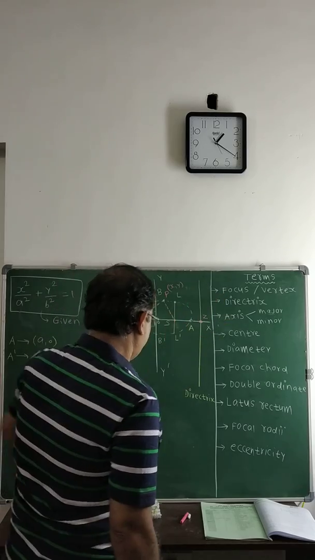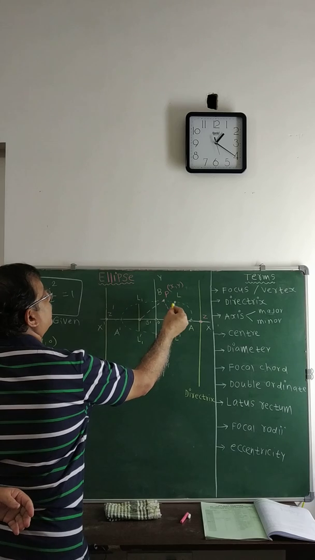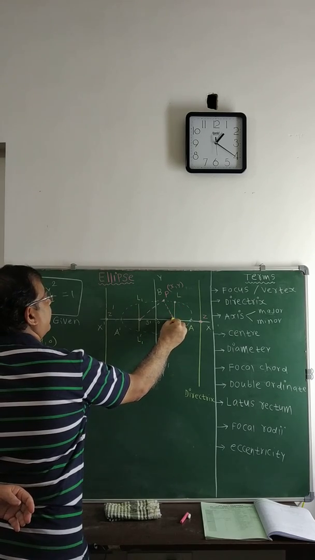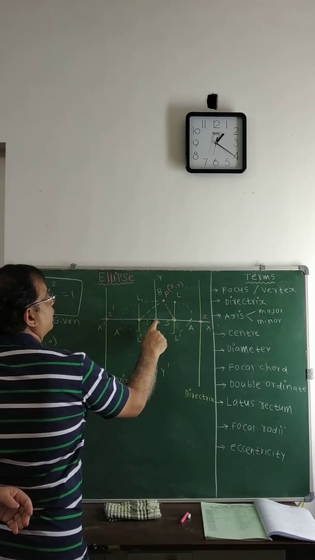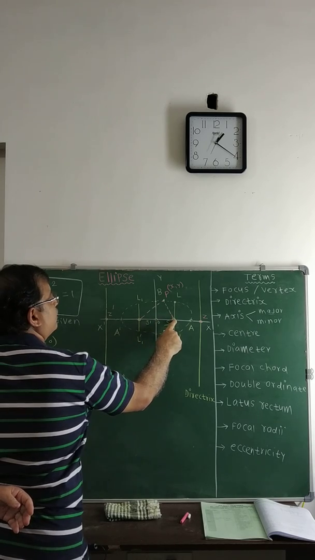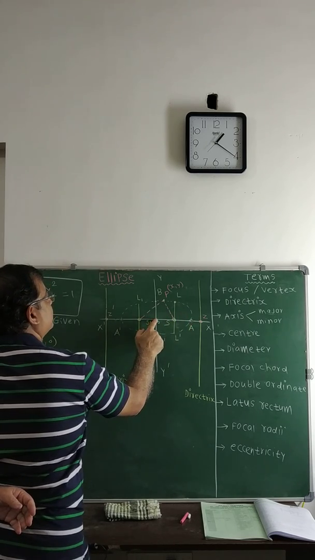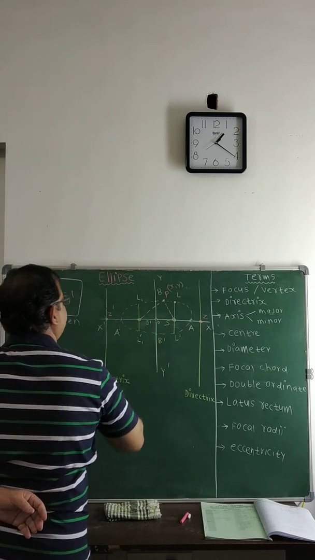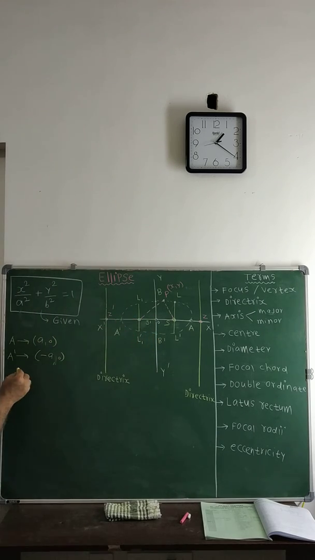Then there is something called focus. Already we have discussed, there are 2 foci, one is S, other is S dash. This is the center, this is the focus, this is the vertex. Again, center, focus, vertex. Now the question is, what is the coordinate of first focus S? It is always ae comma 0, where e is the eccentricity. And the second focus, S dash, is always minus ae comma 0.